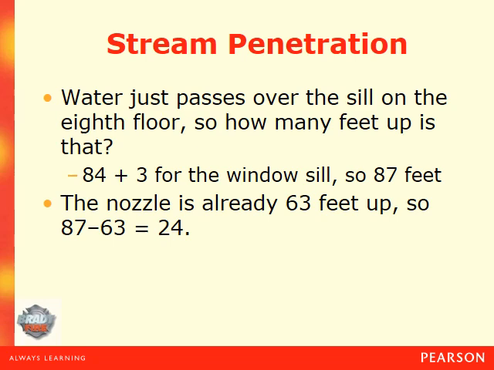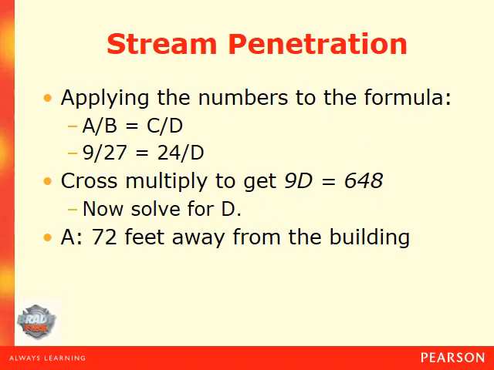So the water just passes over the sill on the 8th floor. So how many feet up is that? Here it's written out. So that's 84 plus 3 for the windowsill. So it's a total of 87 feet up. The nozzle is already 63 feet up. So you just subtract 87 minus 63. And again, that's another way to get there. And that gives you 24.